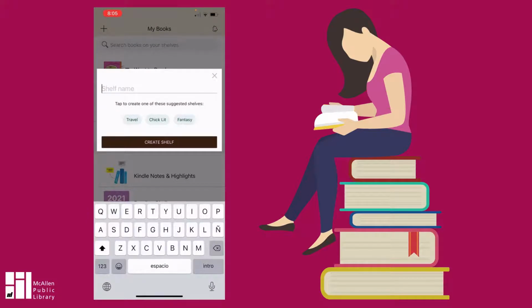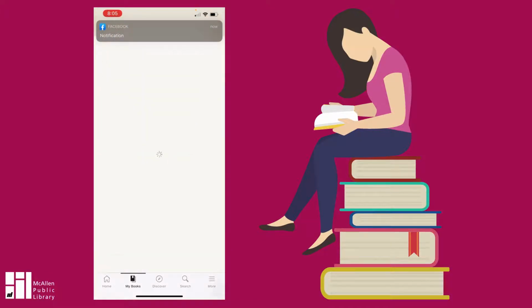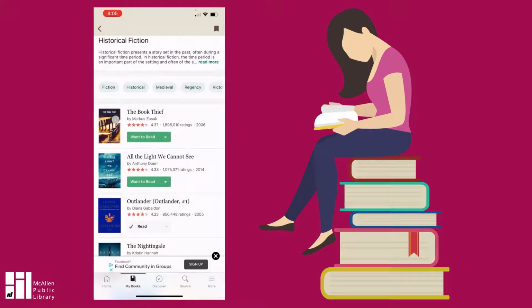You can create shelves for certain genres, or you could create a shelf of books that you've started reading and didn't like and don't want to remember not to try it again. So all kinds of collections you can make. And if you scroll down here to the bottom, add books from favorite genres, you can tell it which genres are your favorite, and it'll give you suggestions of books you can add from that list.